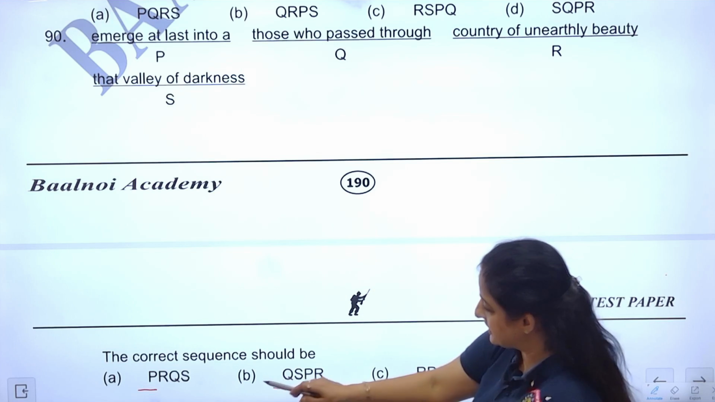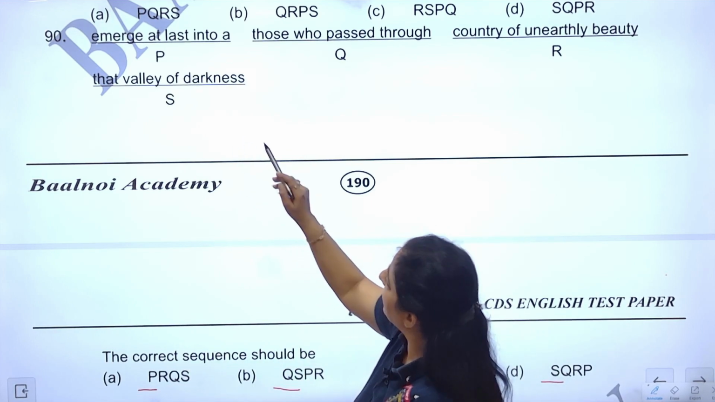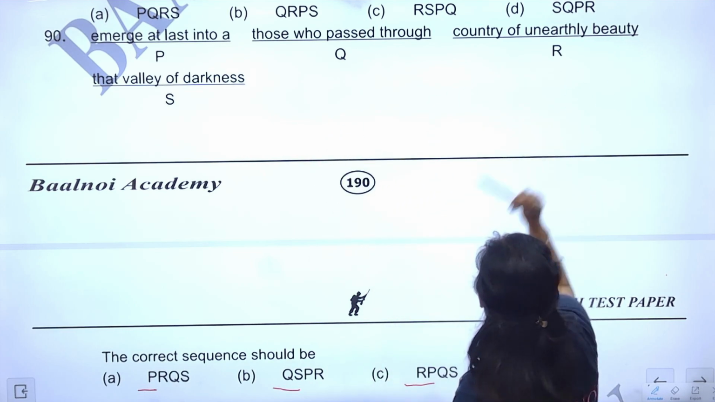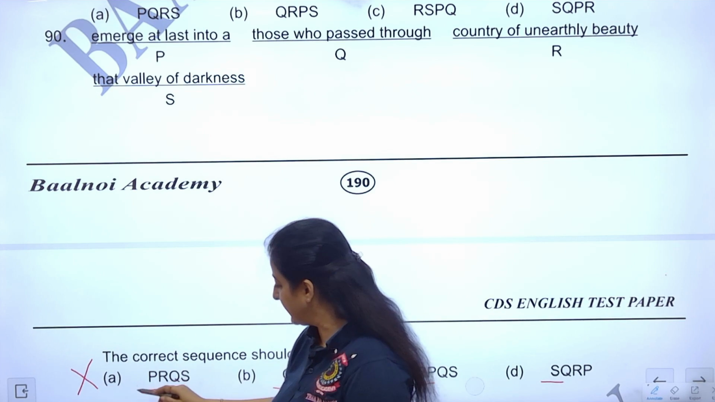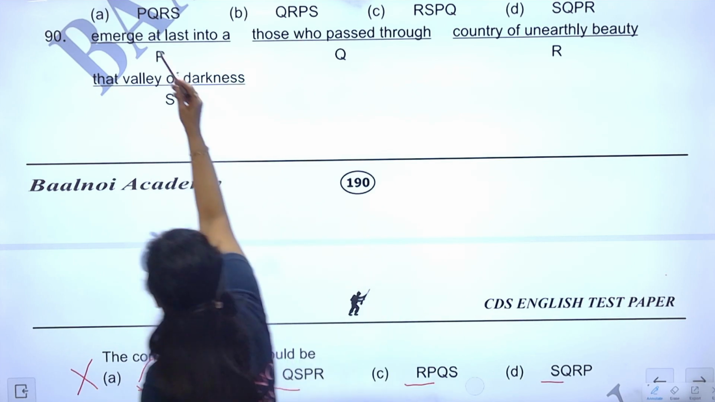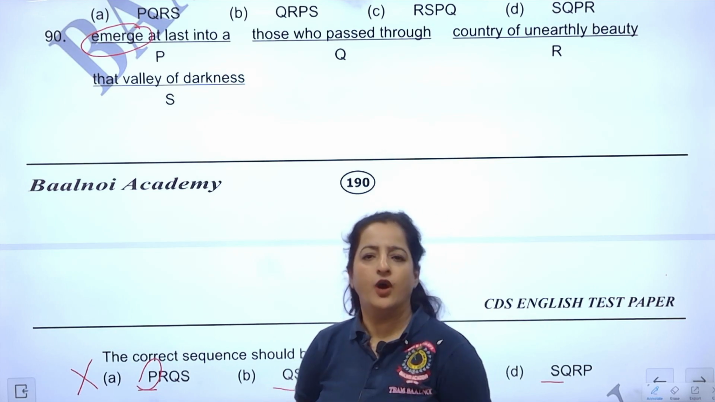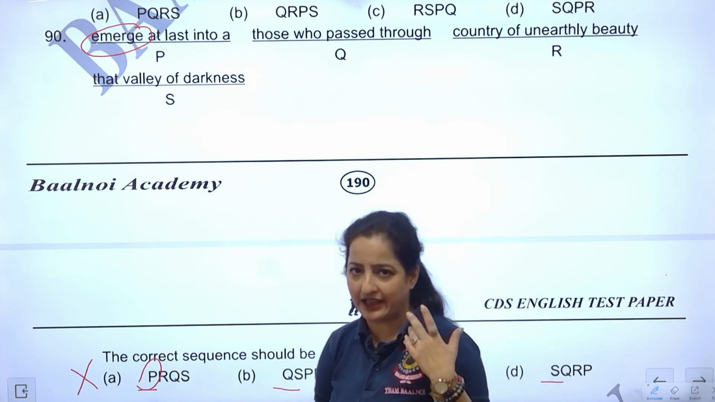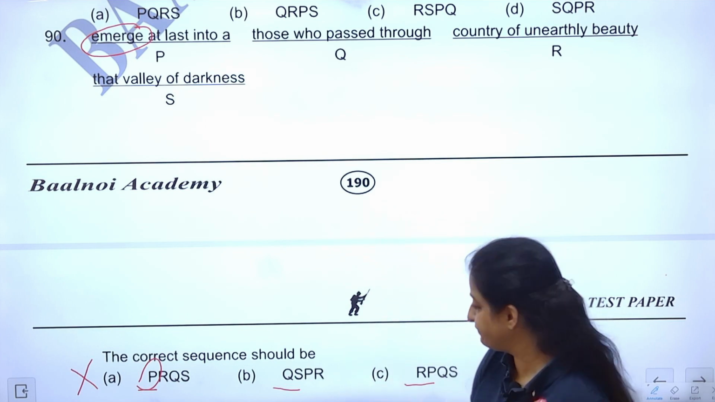So let's read alpha option, PRQS. Emerge at last into a country of unearthly beauty. I think alpha we can rule out because it is beginning with P and P is beginning with a verb. We do not begin sentences with verbs. I have been saying that unless it is a command or a question.